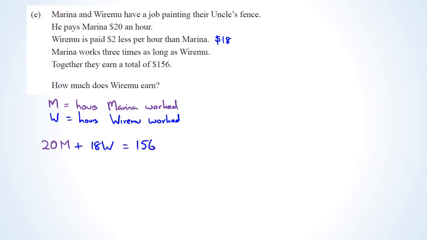So this is my first equation, and having one equation is going to get you a nice little easy achieved. But I've got to look at this statement here, where it says Marino works 3 times as long as Wiramu. So make a little table. Wiramu works 1 hour, Marino works 3. If he works 2, it's 6. If he works W hours, it'll be 3W.